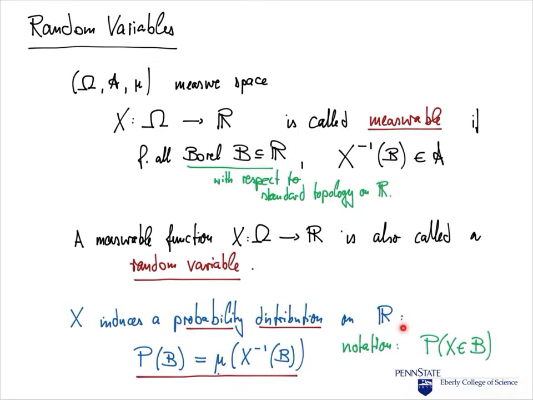And the usual notation for this is just to say P_X is in B. So X now, meaning here, is the random variable, so the random element.